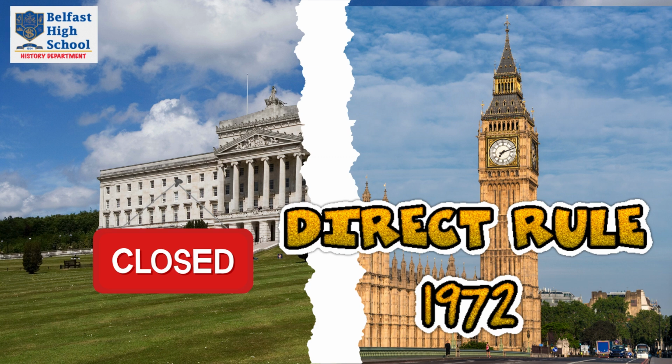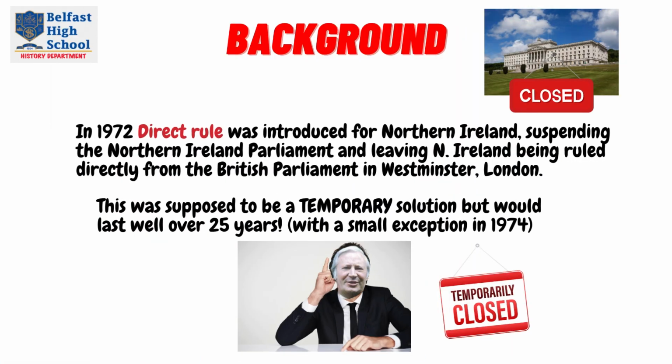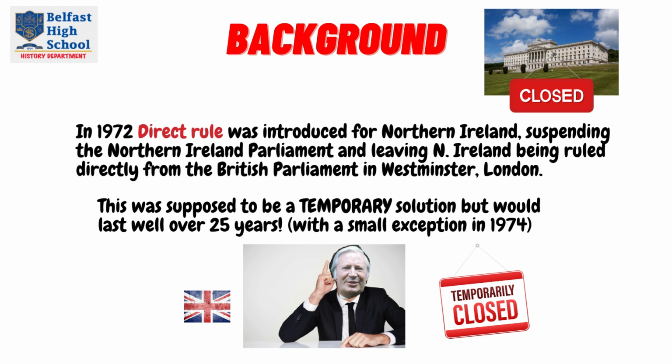This little video is going to look at direct rule in 1972 in Northern Ireland. So a bit of background first of all. In 1972, direct rule was introduced for Northern Ireland, and basically it meant suspending the Northern Ireland Parliament, which had been running since 1921, and leaving Northern Ireland being ruled directly from the British Parliament in Westminster in London. Now, direct rule was only supposed to be a temporary solution, but would actually end up lasting over 25 years throughout the Troubles, with a very small exception in 1974 due to the Sunningdale Agreement.